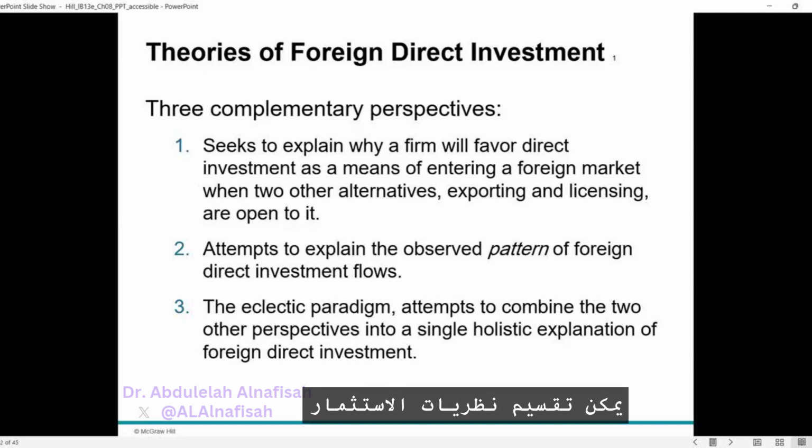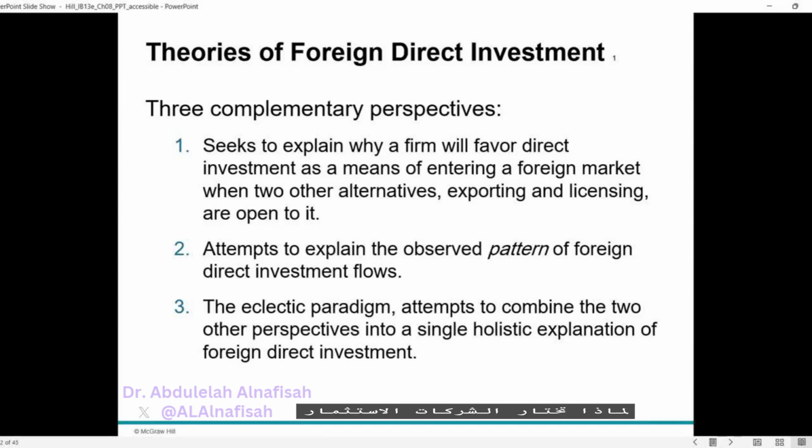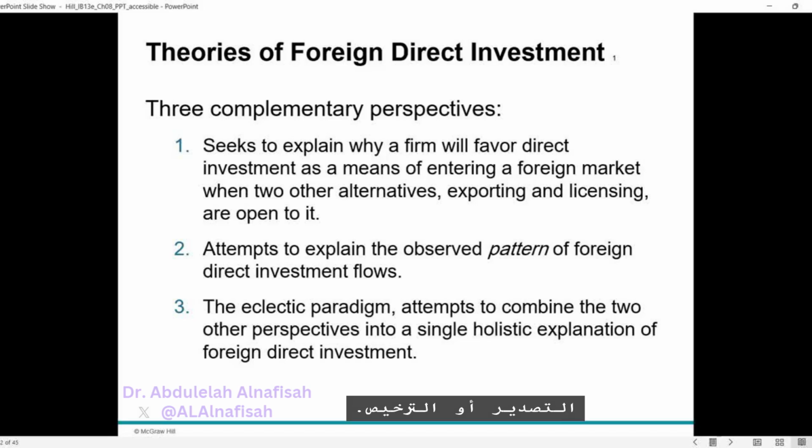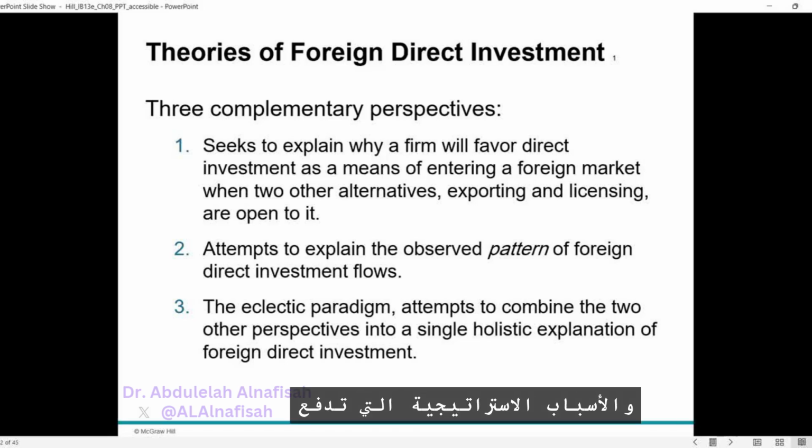Theories of foreign direct investment, FDI, can be grouped into 3 main perspectives. The first set of theories explains why firms choose FDI as their entry method over alternatives like exporting or licensing. These theories explore the benefits and strategic reasons that drive firms to invest directly in foreign markets. The second set of theories aims to explain why firms within the same industry often invest abroad simultaneously, and why they prefer specific locations for FDI.